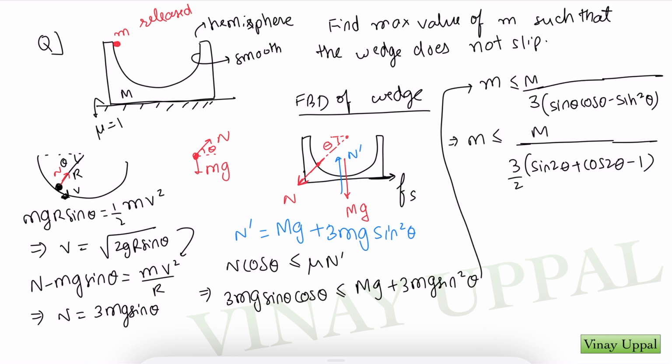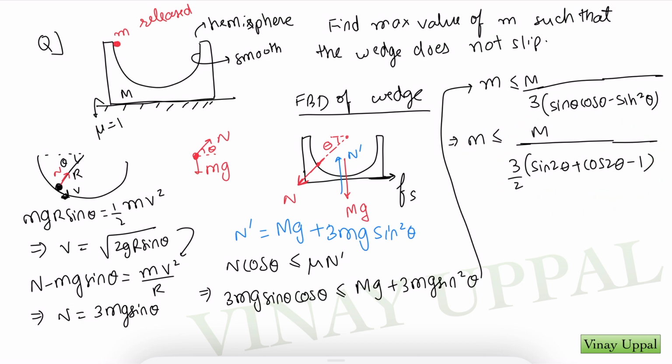So for this wedge to not slip, the value of small m must be lesser than or equal to this value for all angles. That is the key point. The mass small m should be lesser than this RHS for all angles. So if small m is lesser than the smallest value of RHS, then it will be lesser than every other value of RHS. So let us figure out what is the smallest value of RHS.